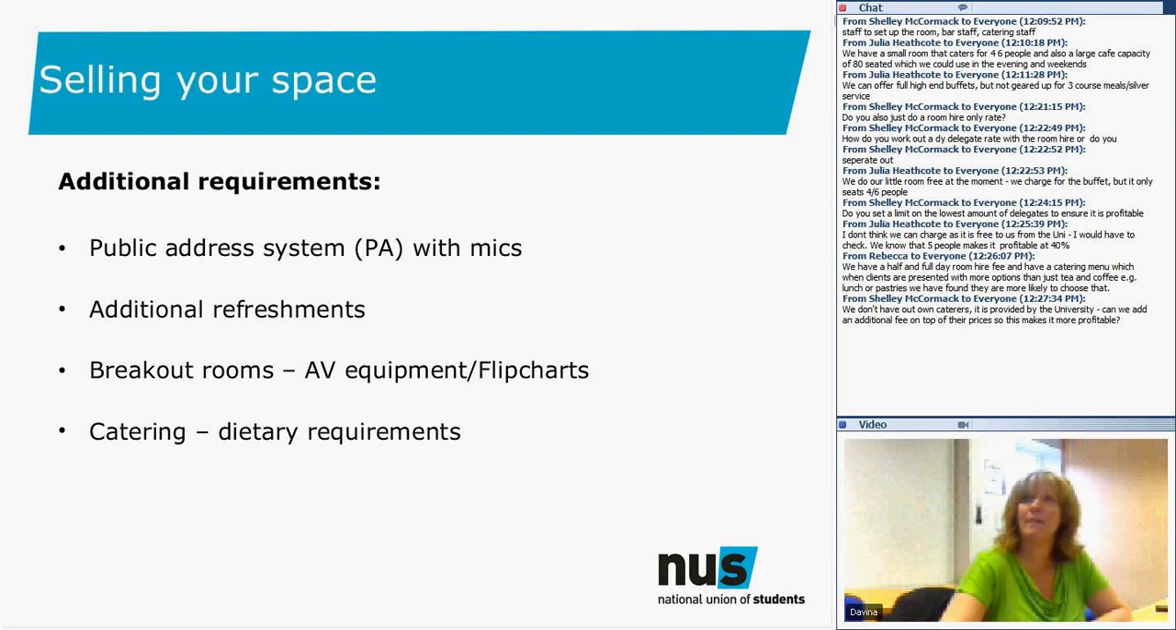Additional requirements. Now, this really depends on the type of space that you've got. So if we're, Julia, for example, you wouldn't need to think about a PA system in a small room. But if you were thinking of using the restaurant area, then you might need to provide a PA with some mics just so everybody in the room can hear. You may not be able to do that internally, so if you have companies that you can recommend to event managers that can help bring that equipment in, that's really, really helpful to us.